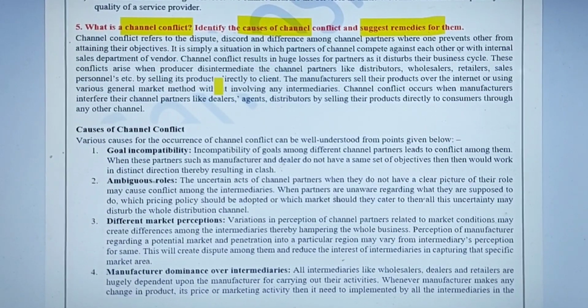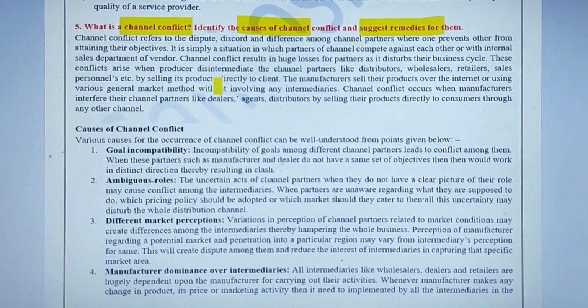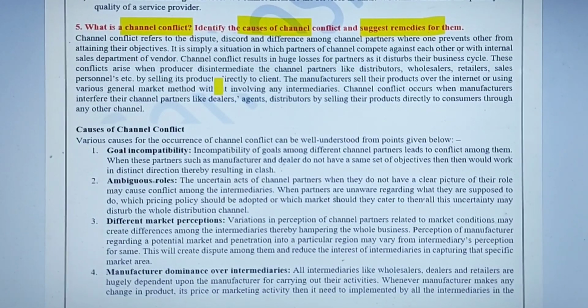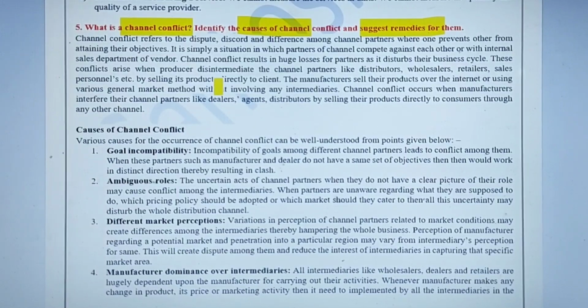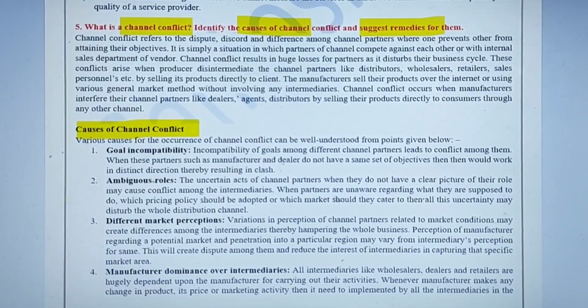So that will basically disrupt the service, the distribution network of the company. So it's very important that this conflict should be avoided and should have a good solution. Now let's see what are the different causes of this channel conflict.